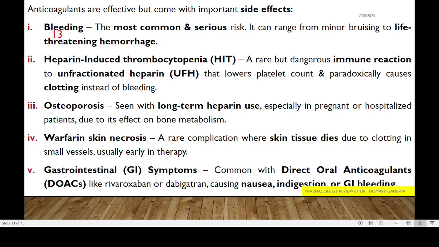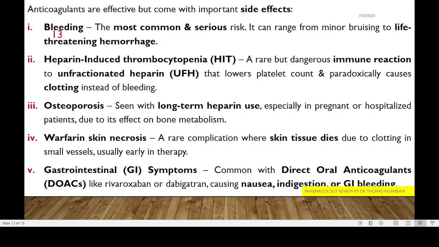instead of bleeding. Osteoporosis is seen in long-term heparin use, especially in pregnant or hospitalized patients due to its effect on bone metabolism. Warfarin skin necrosis can occur. It's a very rare complication where the skin tissue dies due to clotting in small vessels, usually early in therapy.